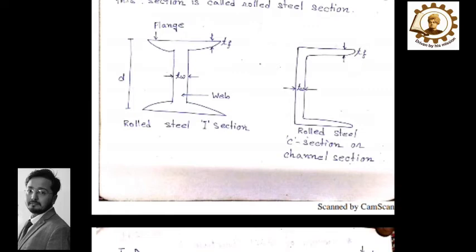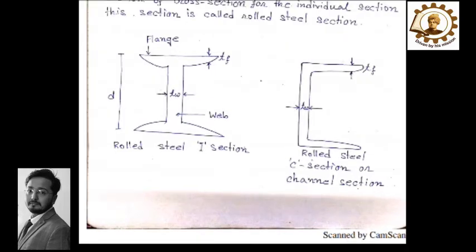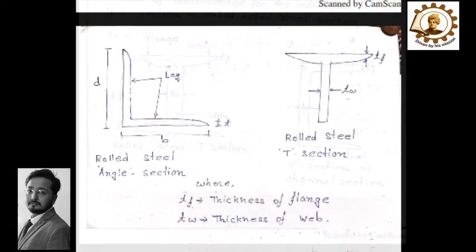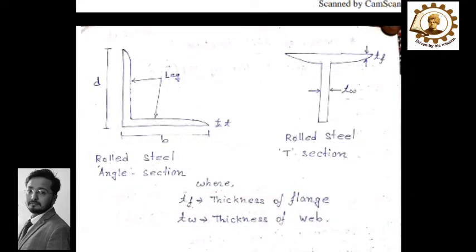This section is called rolled steel C section or rolled steel channel section. There are also two flanges at top and bottom and a web. In this case also, thickness of flange is denoted by T suffix F and thickness of web is denoted by T suffix W. Now, in the next page, on the left side you can see a two-legged L-shaped section.